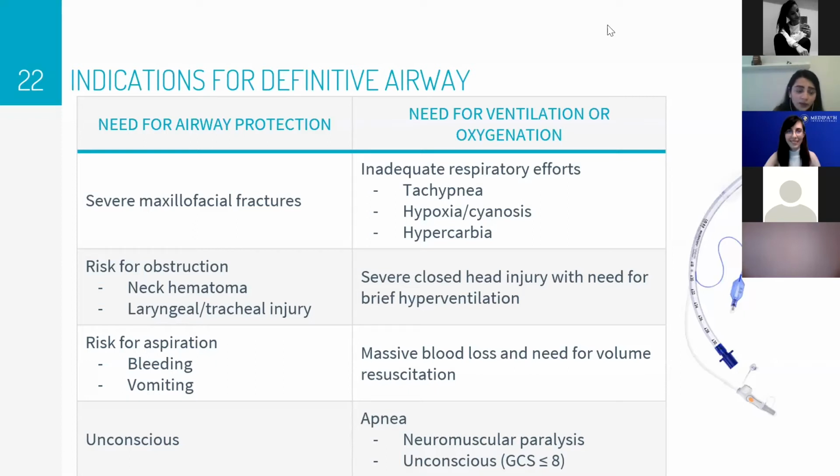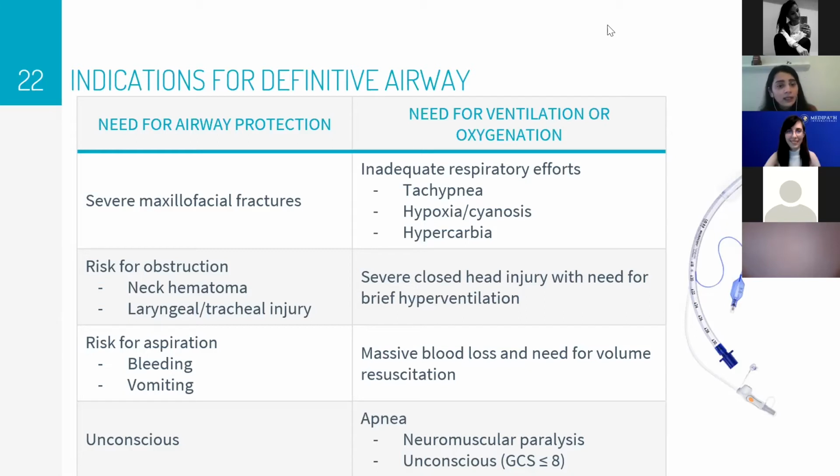Airway protection would be needed in a patient with severe maxillofacial fractures. If they have any risk for obstruction, like a large neck hematoma, if they have an abnormal voice suggesting a laryngeal or tracheal injury, if they're at risk for aspiration, like the patient before who's profusely vomiting, or if they have blood coming from the airway, or if they're unconscious or have that GCS less than or equal to 8.